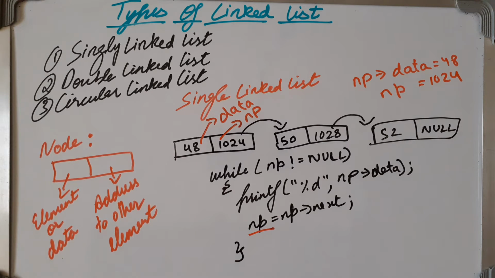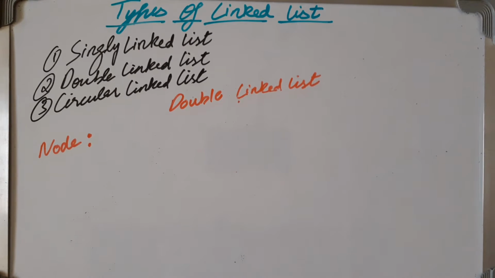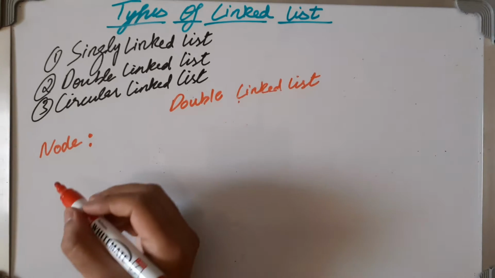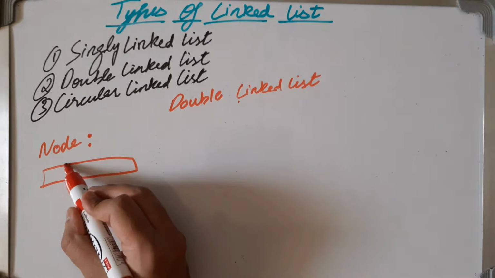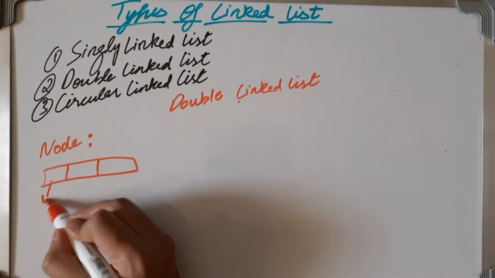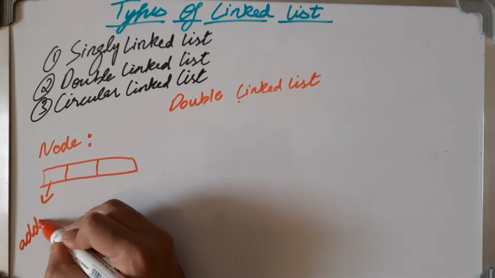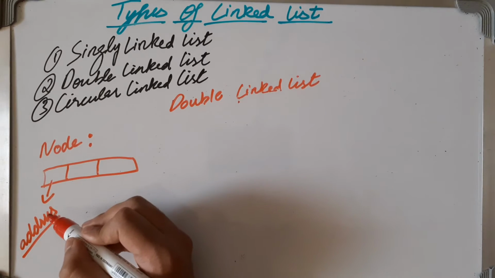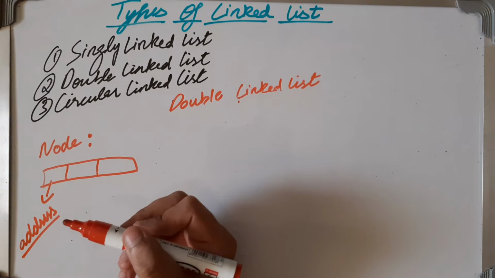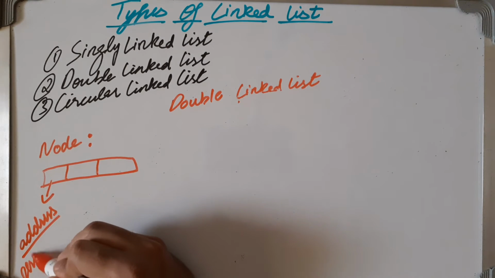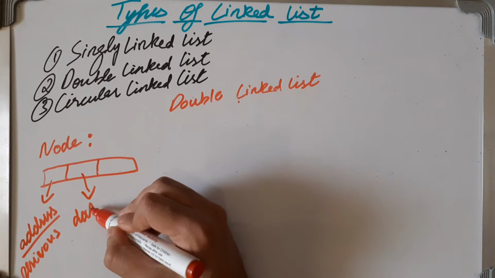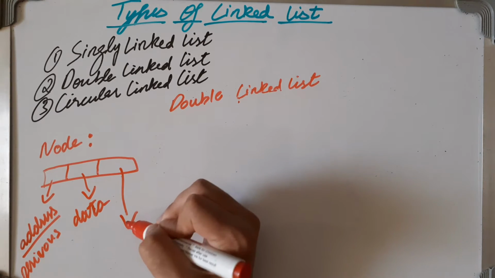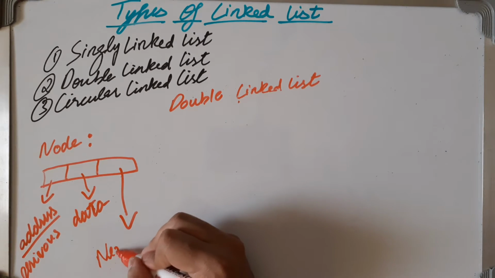Now let us discuss the double linked list. First we will make the node for the double linked list. Node has three elements here. In this we have the previous node address, and in this we have the data, and in this we have the next node address.